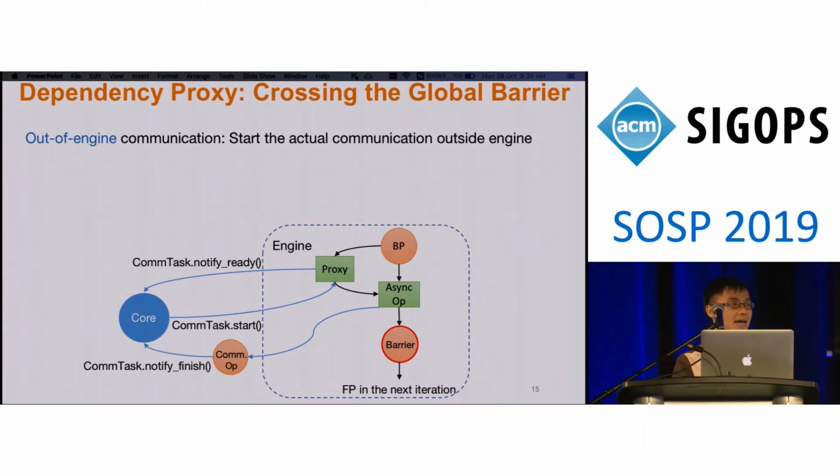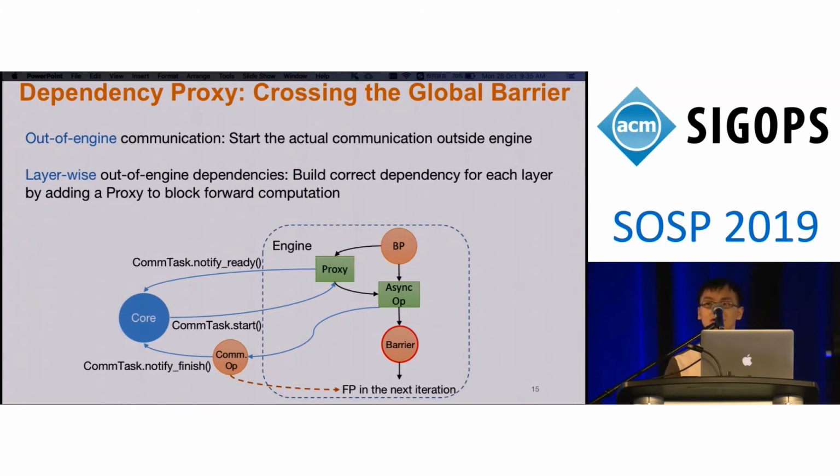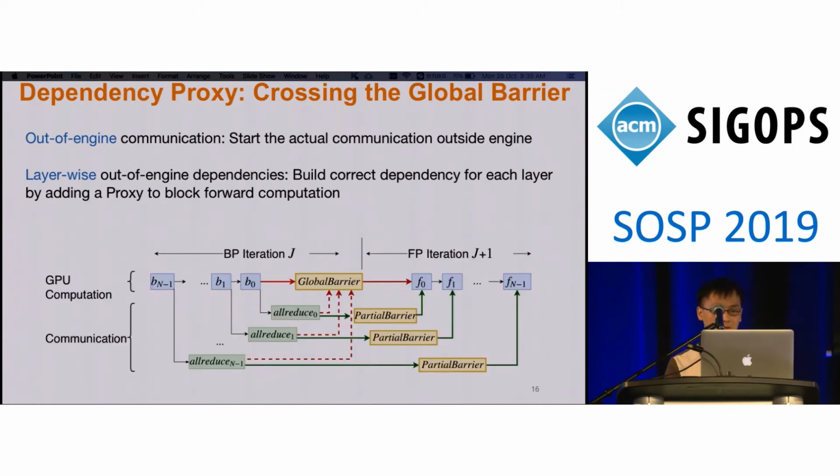So in this way, the actual communication is run by the core outside the engine. Also, to build correct dependencies for each layer, we add another type of proxy to block forward computation until its corresponding communication is finished. Take all-reduce as an example. This figure shows a modified dependency graph. The red lines here are the original dependencies, and the green lines are the layer-wise out-of-engine dependencies. Here we can see that the global barrier still exists, but it doesn't affect communication anymore.